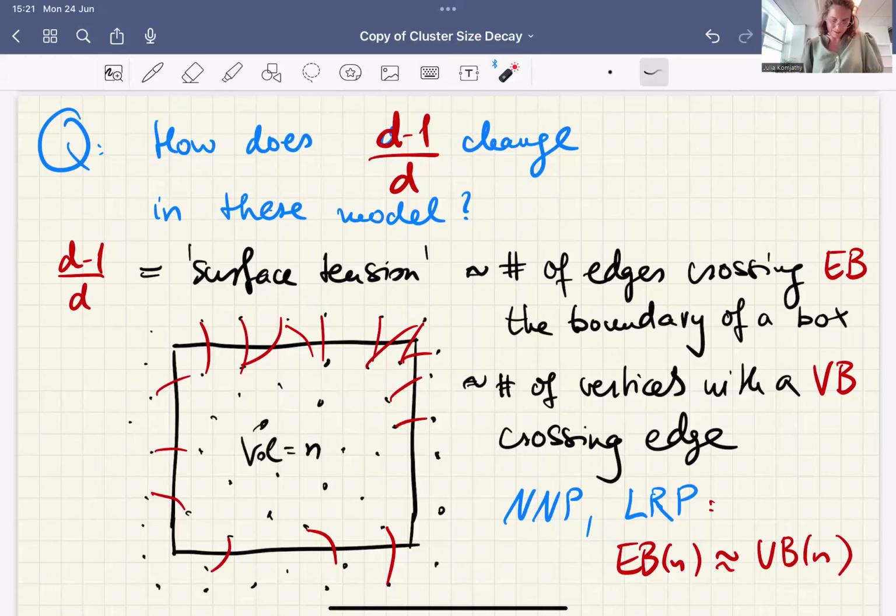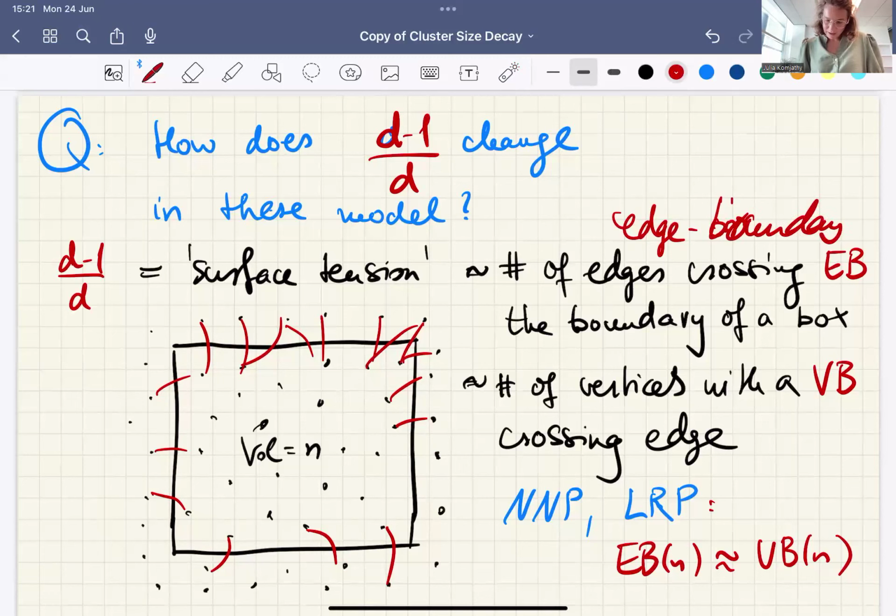So here, if I take a box of volume n and look at Bernoulli percolation and count, this is a very bad drawing, the number of edges crossing the boundary of this box, I'm going to find roughly n to the (d minus 1) over d crossing edges. So this I call the edge boundary. But I can ask the same thing about vertices: the number of vertices with an edge that crosses the boundary. This I will call the vertex boundary.